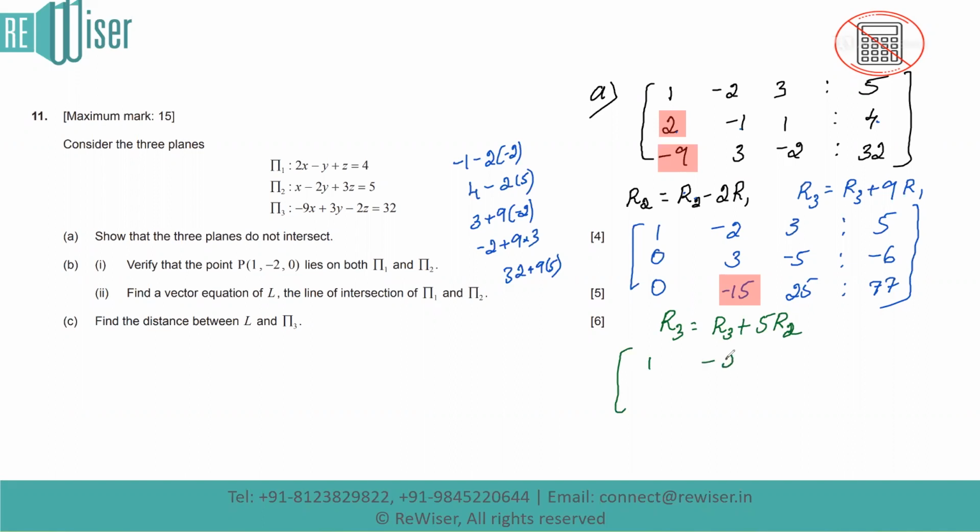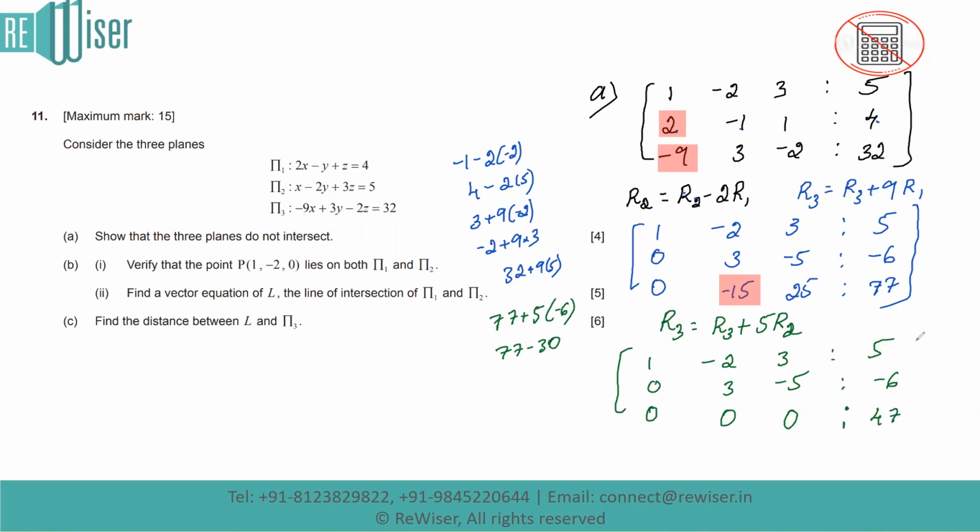So the first two rows remain unchanged. Okay, and this part will become 0. And this is going to be negative 15 plus 5 times 3, so negative 15 plus 5 times 3 would be 0. And this is going to be 25 plus 5 times negative 5. This part will also become 0. But on the other side, we will have 77 plus 5 times negative 6, which is nothing but 77 minus 30, which is nothing but 47.